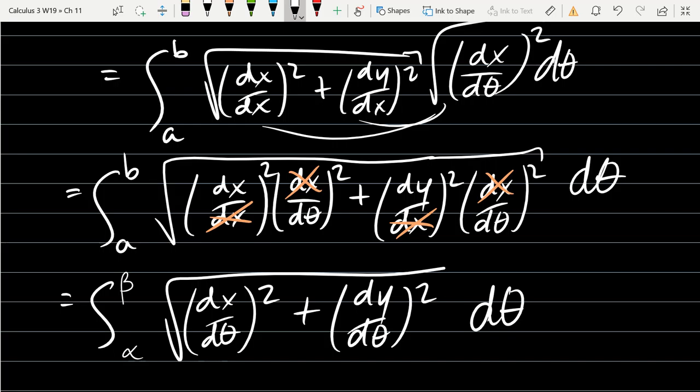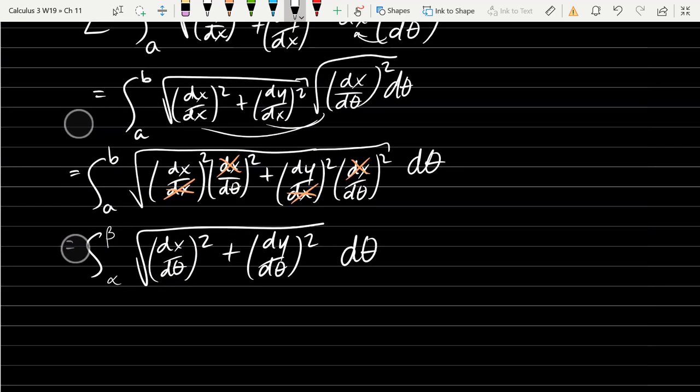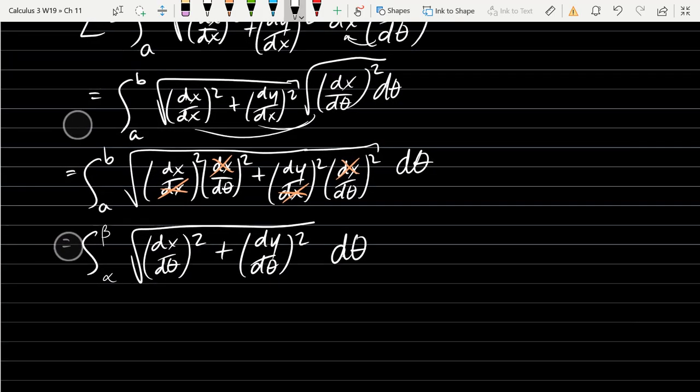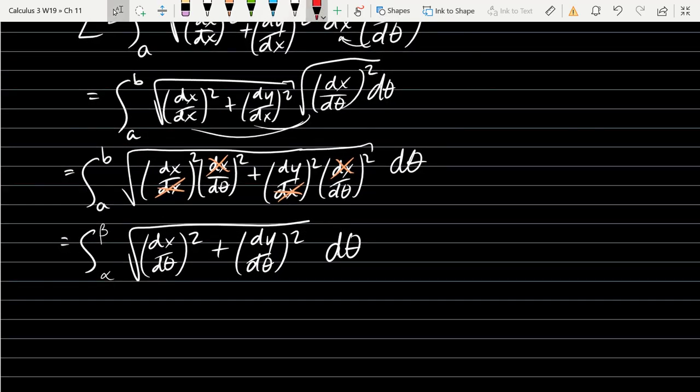Alright, so we're almost done. I want to turn these back into r functions of theta. So next is x equals r cosine theta, y equals r sine theta.